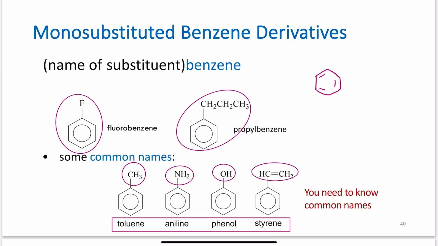And if we have this structure attached to the benzene ring, this double bond, this carbon double bonded to itself with the hydrogens attached to it, we call this styrene. You do need to know these common names. You will see this in class. So toluene, aniline, phenol, and styrene, you do need to recognize these groups.